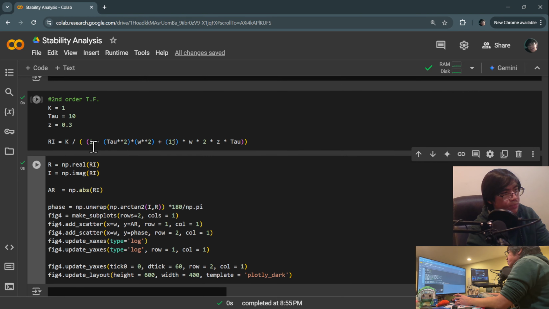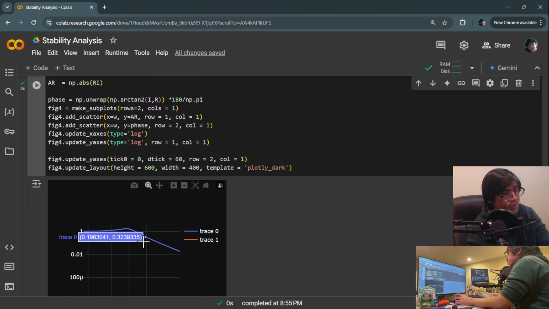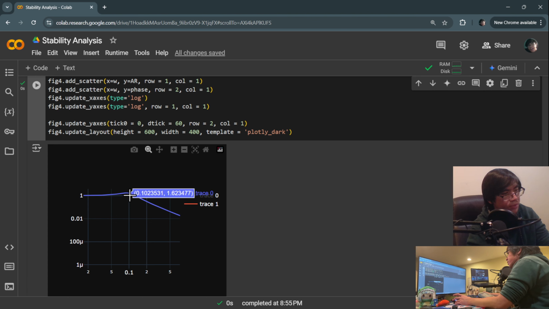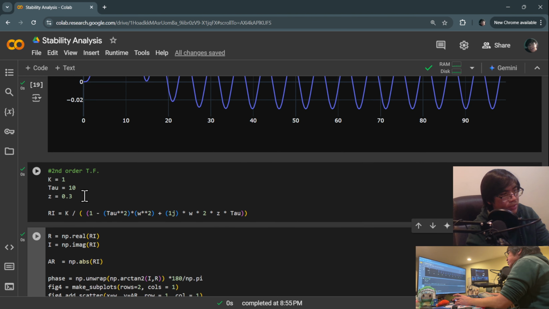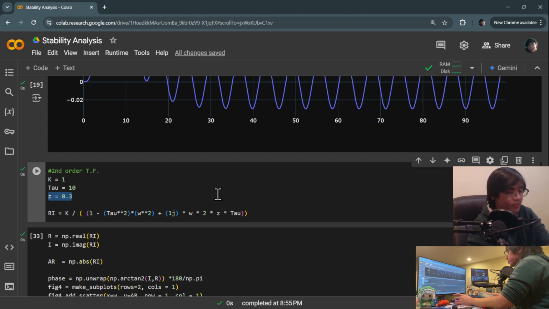But if you have some damping, like 0.3 zeta, as I have there, it's not quite at 1 over tau. So usually it's the case that we do have some damping. So that's the whole idea there. And then now I think we move on to the last portion of this series of problems for today's video. Let's see here.